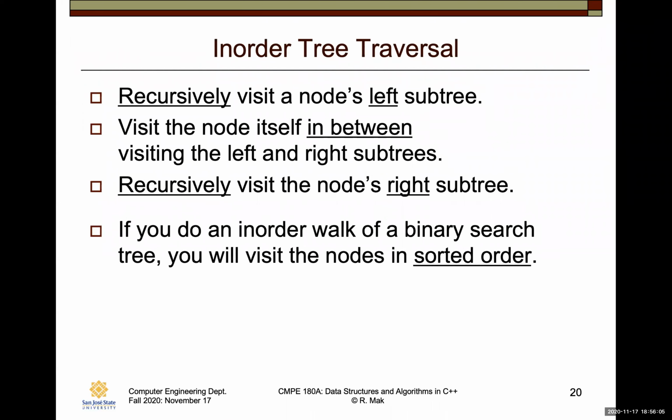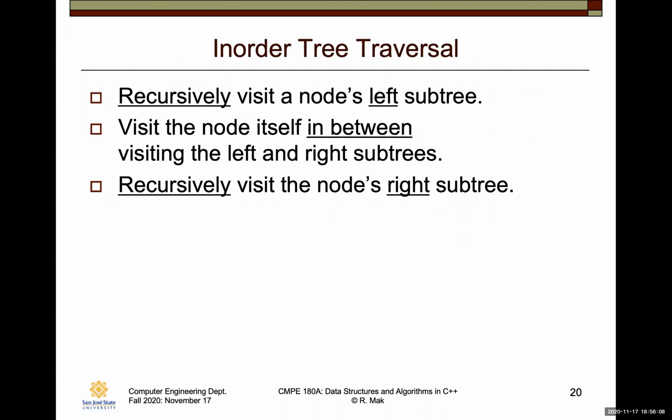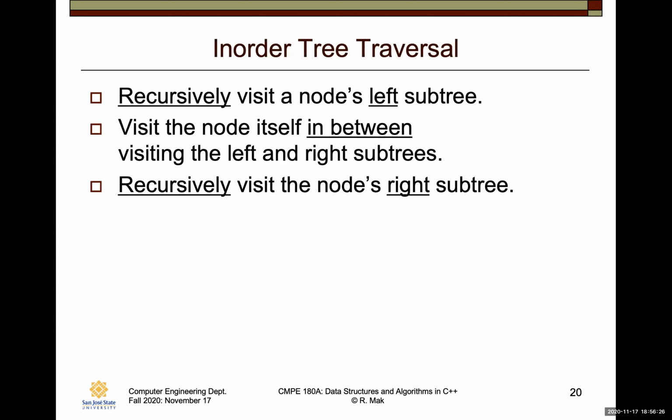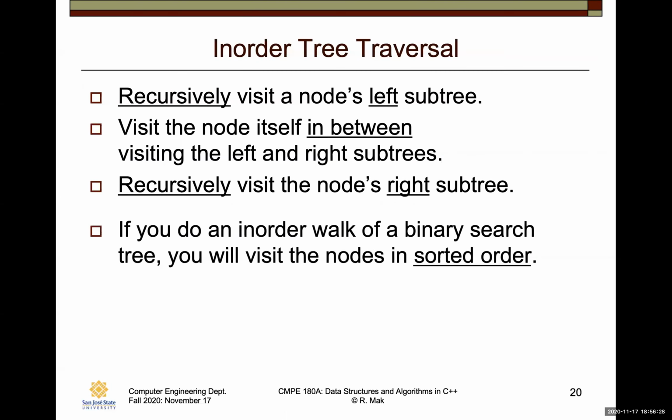All right, now, if you have a binary search tree that meets these requirements, that at any particular node, all the values in the left subtree are less and all the values in the right subtree are greater, and then you do an in-order traversal of that tree, you will end up walking that tree in sorted order. So you will end up visiting the nodes of the tree in sorted order. And we'll have to take a look at an example of that.